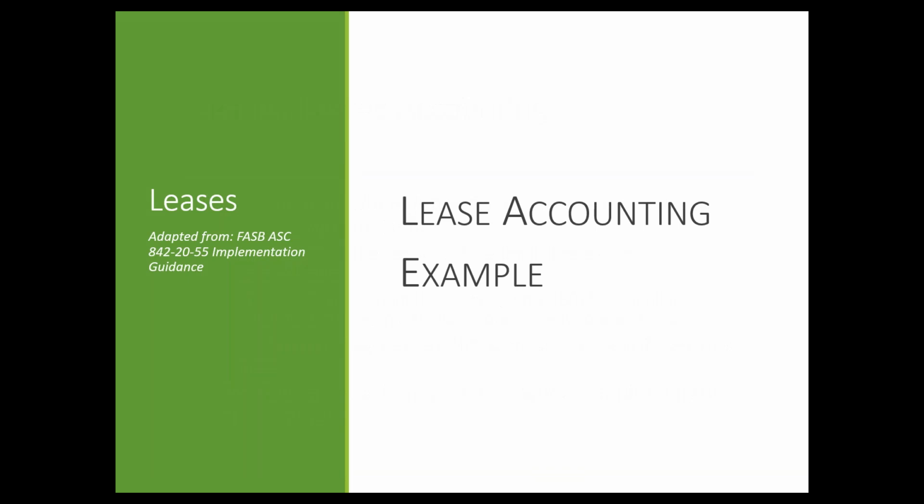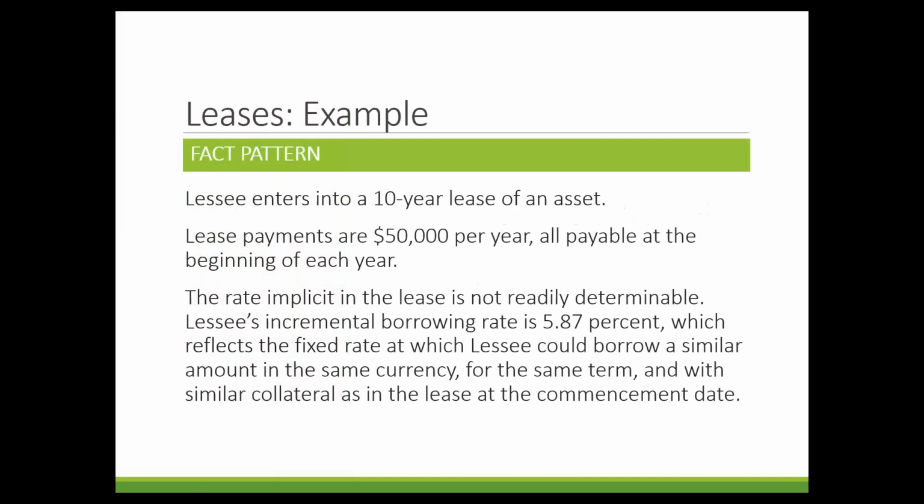Next, I'm going to go through an example, give you some basic facts that apply to both, and then show you what the difference would be between an operating and a finance lease. So these are the facts. This is going to be the same for both types of leases. In this case, the lessee has entered into a 10-year lease of an asset. The lease payments are $50,000 a year, and they're all payable at the beginning of the year. The rate implicit in the lease is not readily determinable, so the lessee has determined what their incremental borrowing rate is instead, and that is 5.87%.